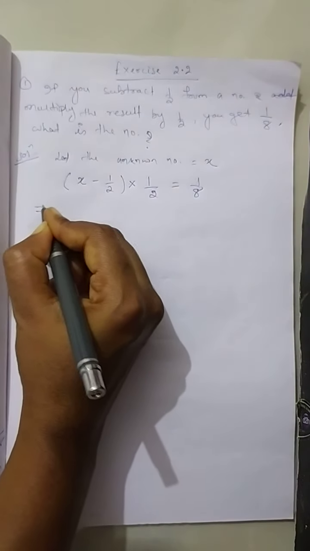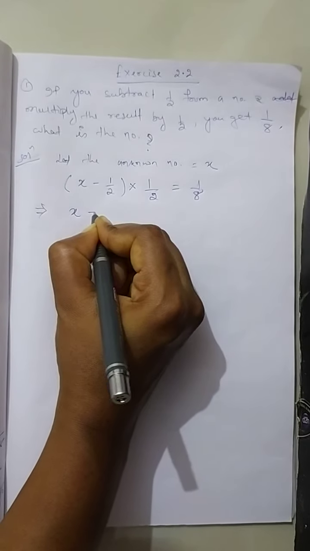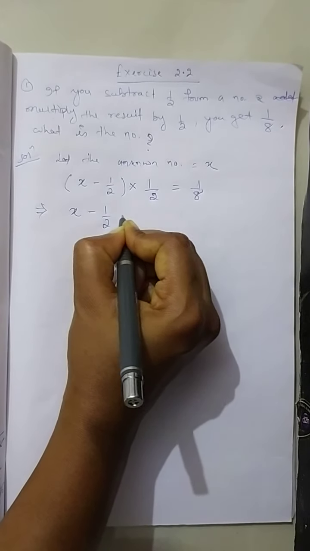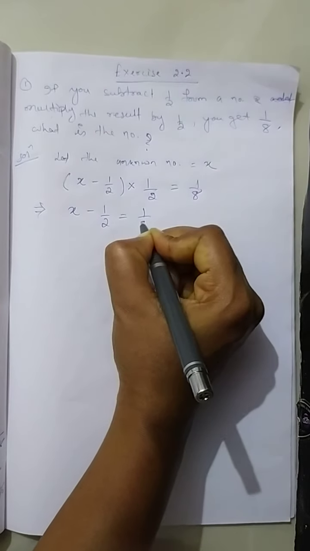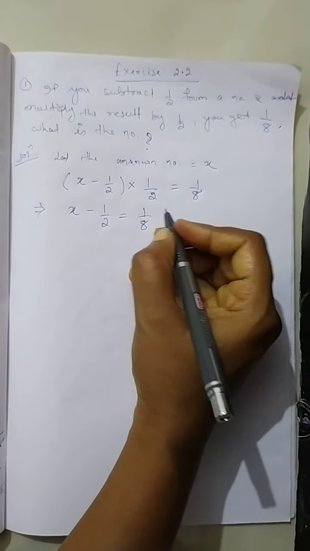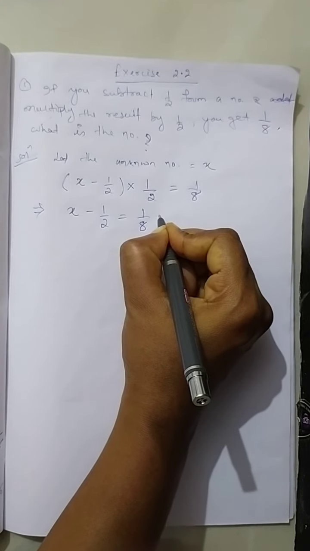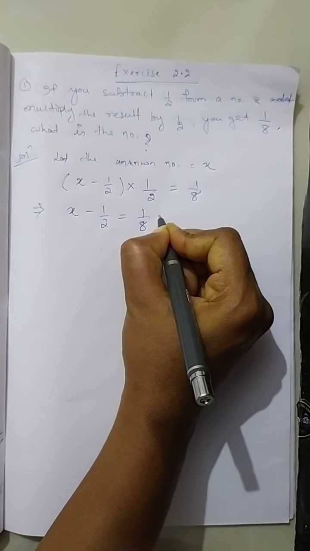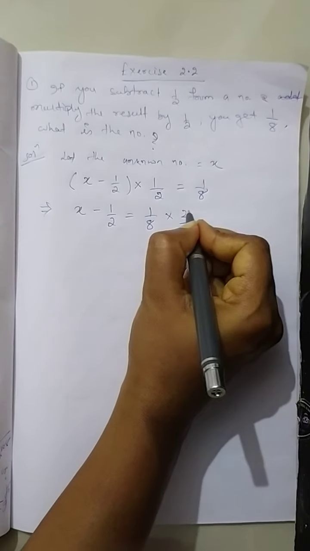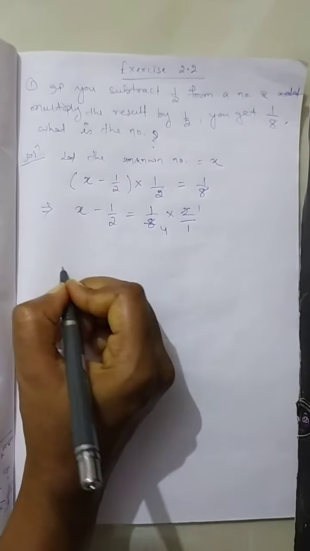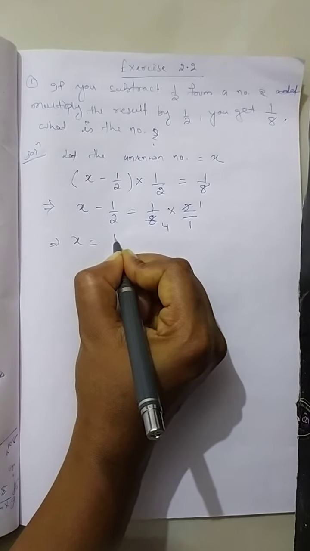So how will you solve? x minus 1 by 2 equals 1 by 8 on the right hand side. If you transpose 1 by 2 to the other side, it will become inverse, so 2 by 1. 2 1s are 2, 2 4s are 8.